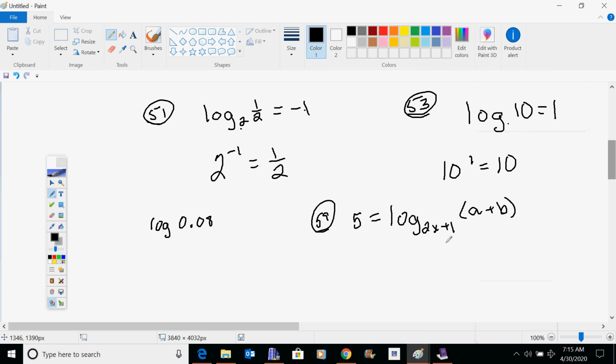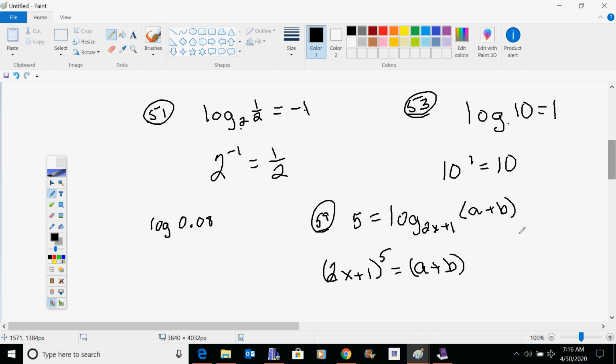Okay, then on 59, this is the same question as this, just with more stuff to look at. So you have 2x plus 1 is your base, 5 is your power, and a plus b would be what goes on the other side. So it's the same problem as this, just making it look a little bit more difficult for you.